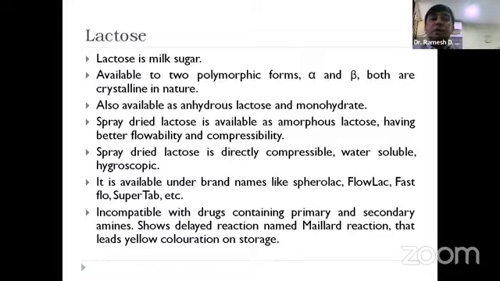So in your GPAT, it can be asked that examples of drugs are given, for example, isoniazid or rifampicin or something. So you need to isolate which drugs contain primary or secondary amine. So in that case, you need to use knowledge of two subjects, your pharmaceutics as well as your medicinal chemistry.